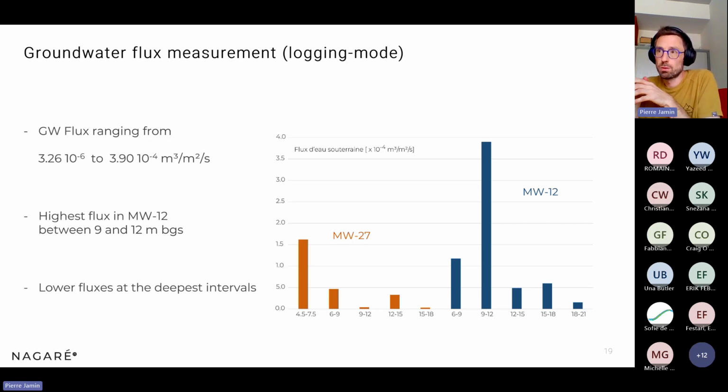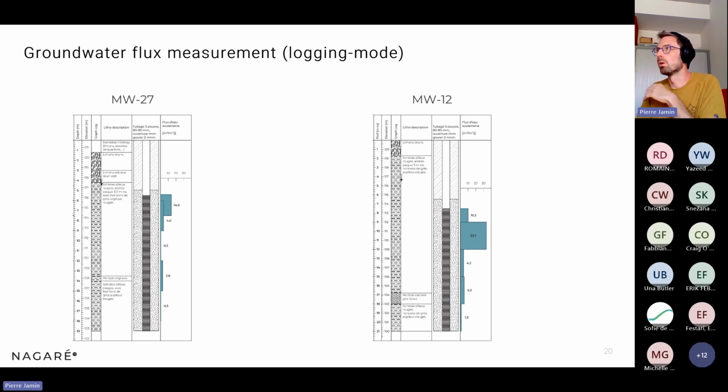And the highest flux was observed in the monitoring well 12, so the one located in the north of the pumping well, between 9 and 12 meters below the ground. And the lower fluxes were always observed in the deepest intervals, so around 18 to 12 meters below the ground surface. So here are the results, a bit more visually represented. So we could see the different fluxes in the different intervals of the wells.